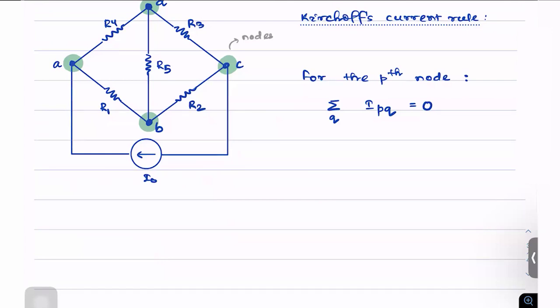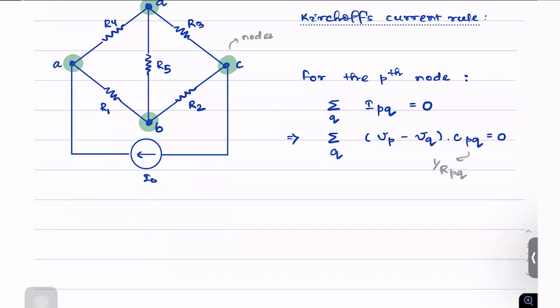Of course, we can write it further in terms of the voltages given as this, summed over Q. V_PQ is simply equal to V_P minus V_Q times the conductance C_PQ. Again, this must add up to 0. The conductance obviously is nothing but 1 by the resistance. Now we can write up this expression for every pair of nodes in the network, for every node in the network.